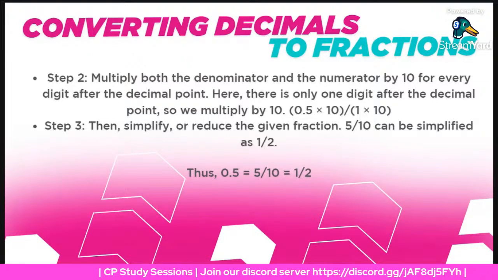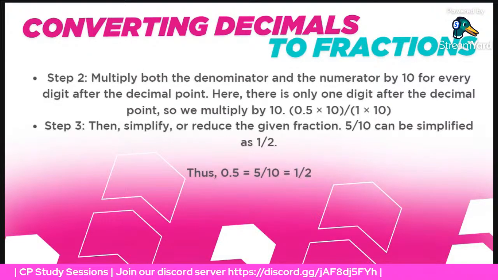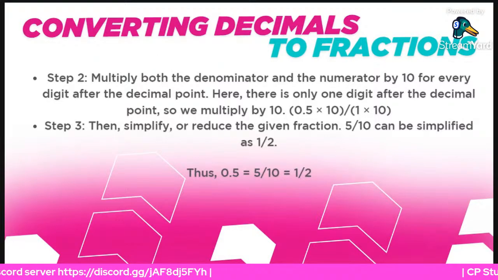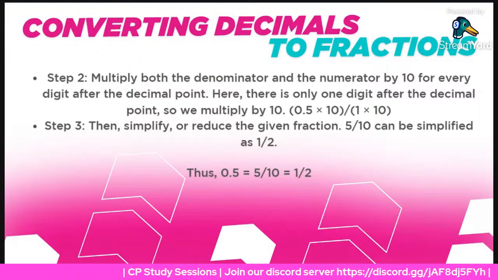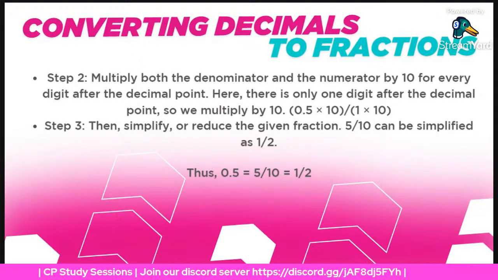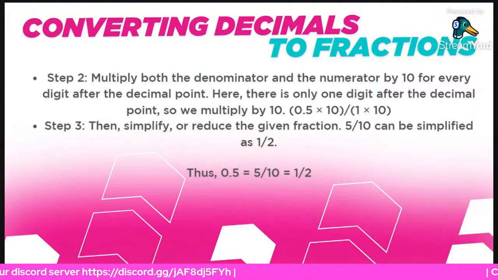Okay, if we multiply both the numerator and denominator by 10, we will be getting 5 over 10. Okay, correct. So step 3, simplify or reduce the given fraction. So 5 over 10 can be simplified as 1 half. Thus, 0.5 is equal to 5 over 10, which is equal to 1 over 2, or 1 half.